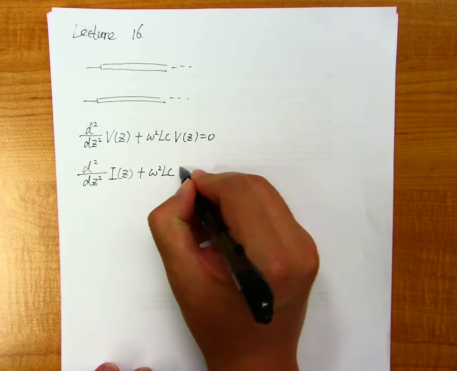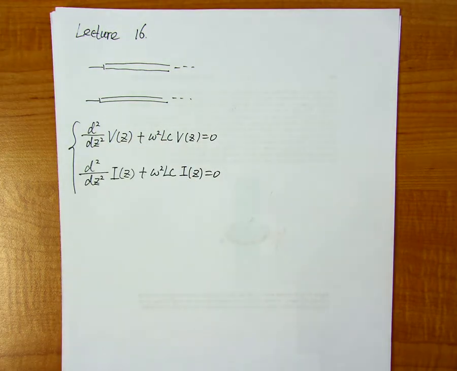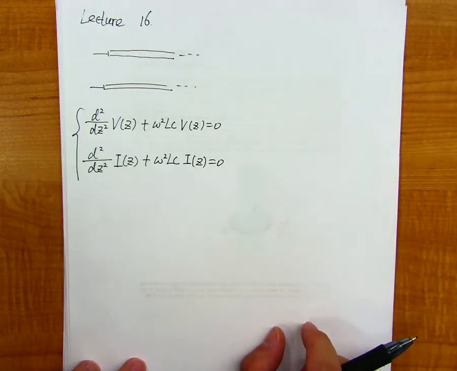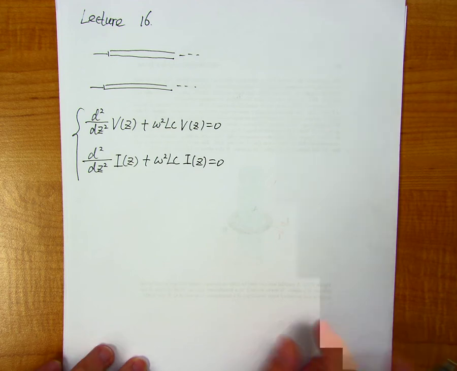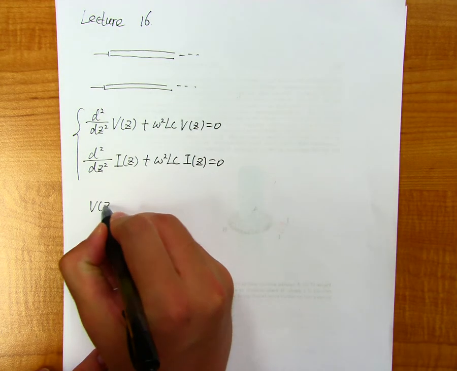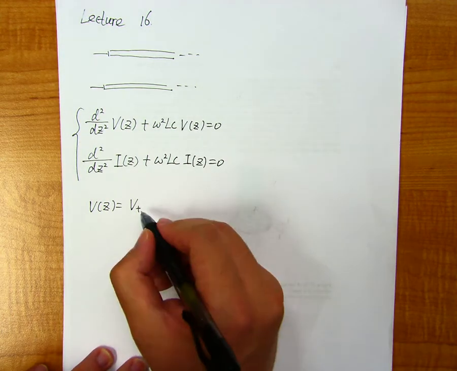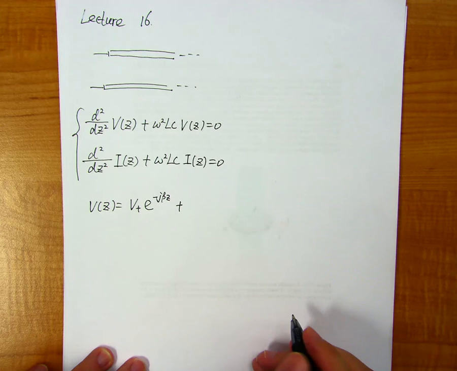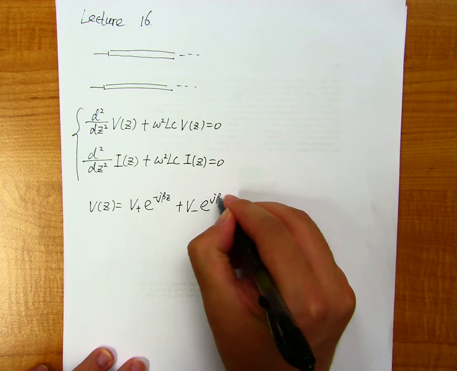LC times I of z is equal to 0. So these are called the telegrapher's equations for the infinitely long transmission line. Okay, so that's what we learned from the previous class. And we also learned that the general solution for the telegrapher's equation is V of z equals a right traveling wave, V plus e to the negative j beta z, plus a left traveling wave, V minus e to the j beta z.